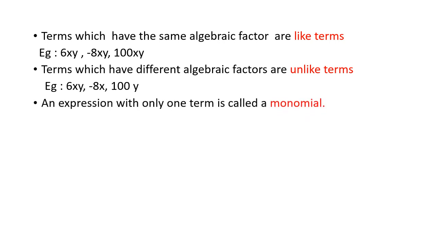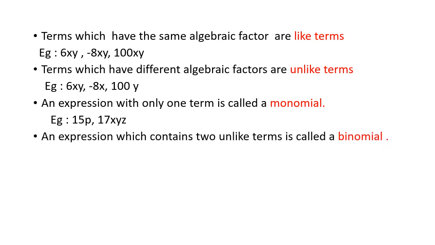See, an expression with only one term is called a monomial. We are going to classify polynomials according to the number of terms. So an expression with only one term is a monomial. Example: 15p, 17xyz. I hope you know the difference between terms and variables, right? Here there are only two terms, 15p and 7xy. That means there are two expressions, each expression has only one term, so we call them monomials.